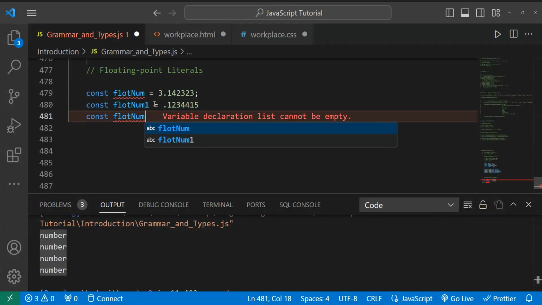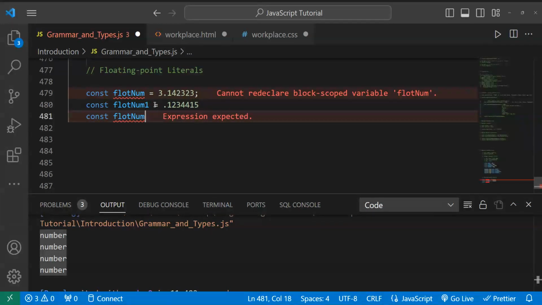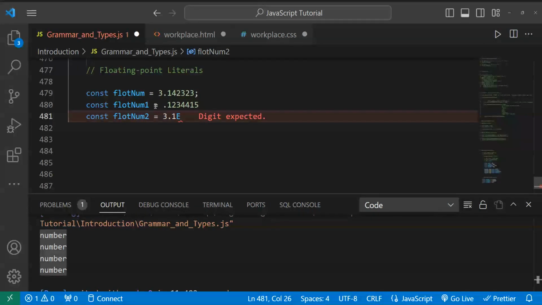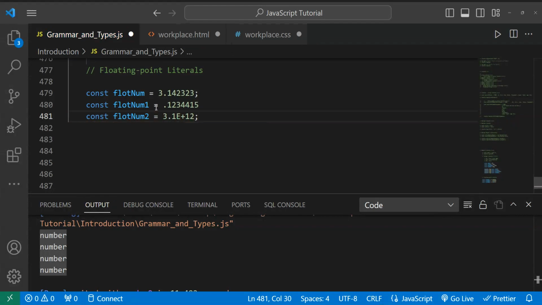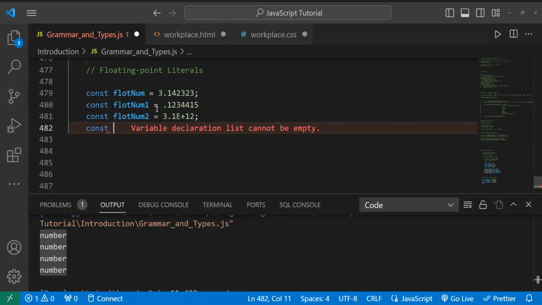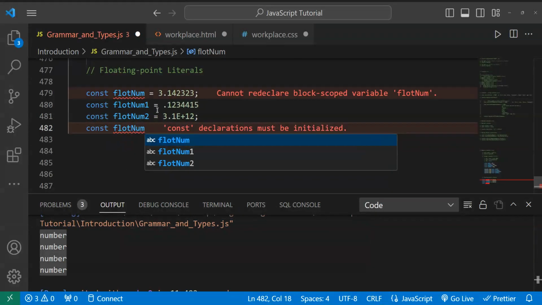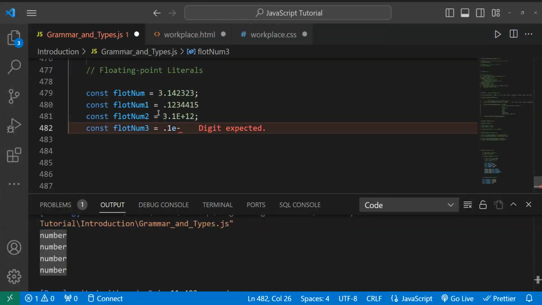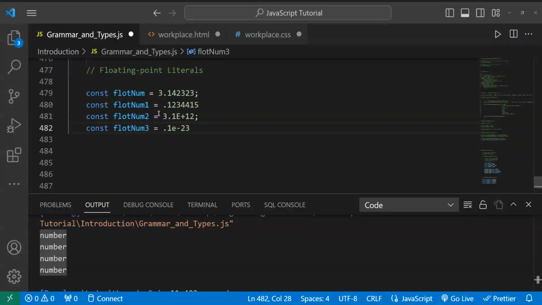Float num, you can just say plus float num 2 plus, you can just say 3.1a. You can put a, for example, and you can say plus 12 if it works. As you know, this is an exponential number, right? And we can also use it in that way: float num 3, and we can just say 3 dot point, and we can put e minus like this. As you see, these are exponential numbers here. E is representing the exponential point.